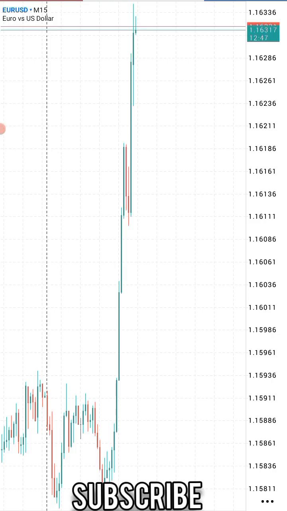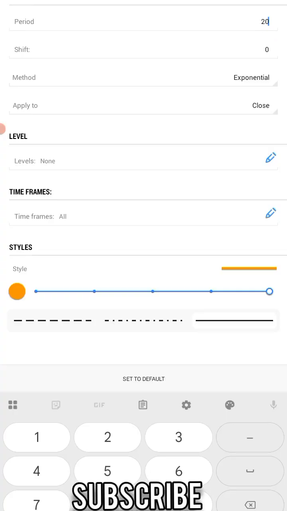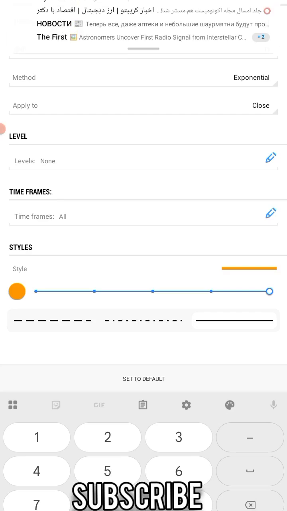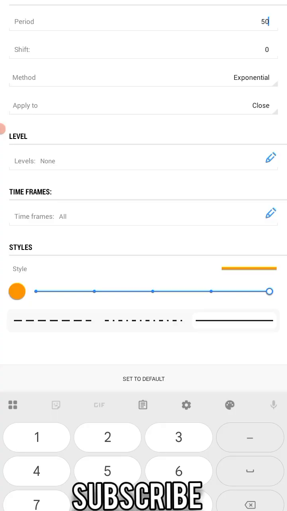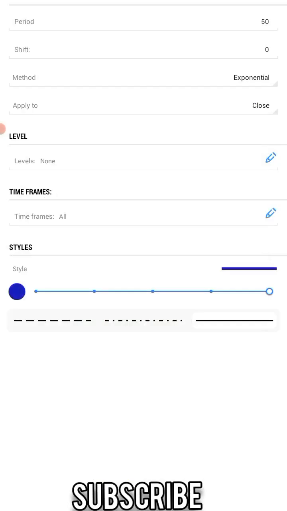Now moving average actually tells you direction and momentum of the market. Moving average, let me show you now. Moving average tells you the direction of the market or the momentum of the market. Now we are using two moving averages. We are using the 50 moving average, which I will leave as exponential, and the color will be blue. Method exponential, apply to close, and then the period will be 50. Now I'm going to leave it like this.